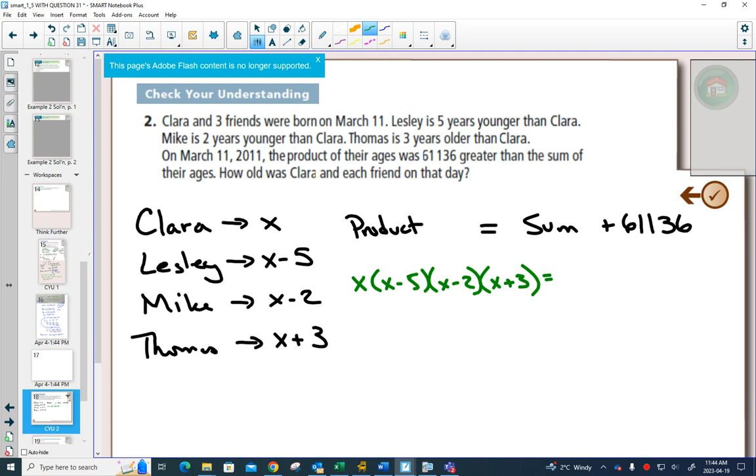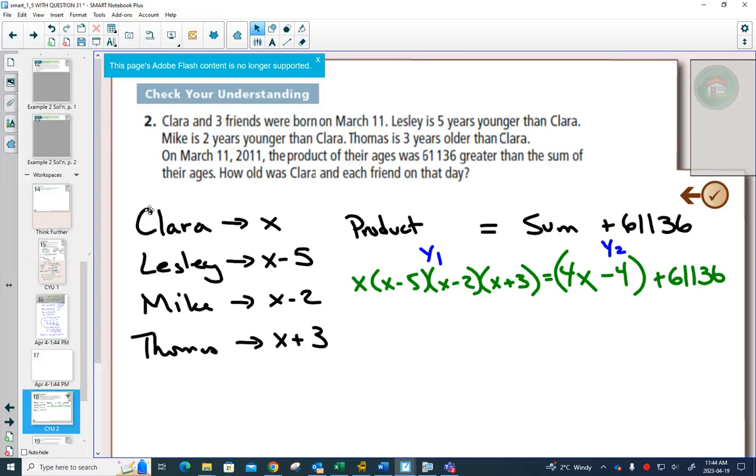What does the sum look like? Well, if you add them all up, you will have 4 x's. Add up my numbers, minus 4. That's my sum. And I still have the plus 61,136. And at this point, it goes to a technology part. We're going to either use a graphing calculator or Desmos to solve this. Either one, what we're going to do is we're going to put one side of the equation into y1 in your graphing calculator, the other into y2. In Desmos, you're just going to write 2 different equations for y.